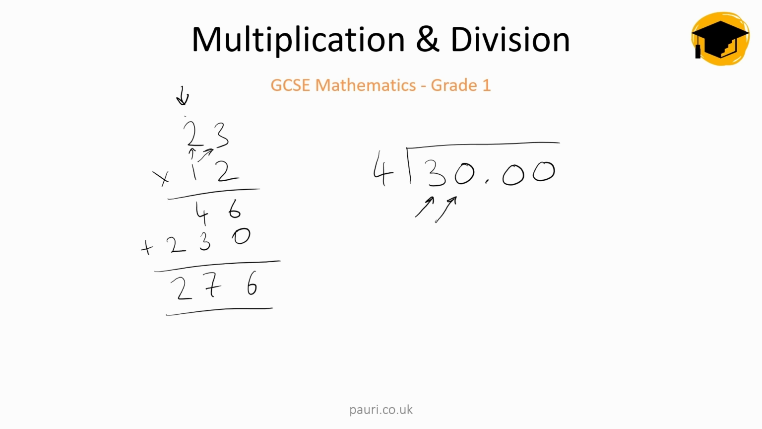4 times 30, I do my 4 times tables. 4, 8, 12, 16, 20, 24, 28. That goes 7 times. And I've got a remainder of 2. So that goes with the next place value. Same as before, line up your decimals. You add a decimal here as well. 4 times 20 is 5. And that's it. I've used up all of my numbers.